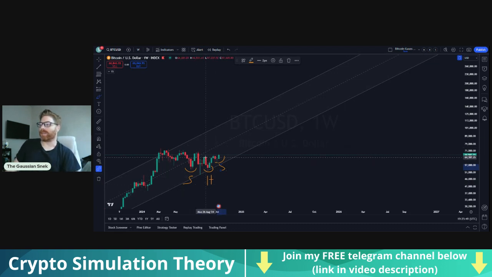So the neckline being right here. Very bullish. You've got head and shoulders within a cup and handle formation. How much more bullish can you possibly get?